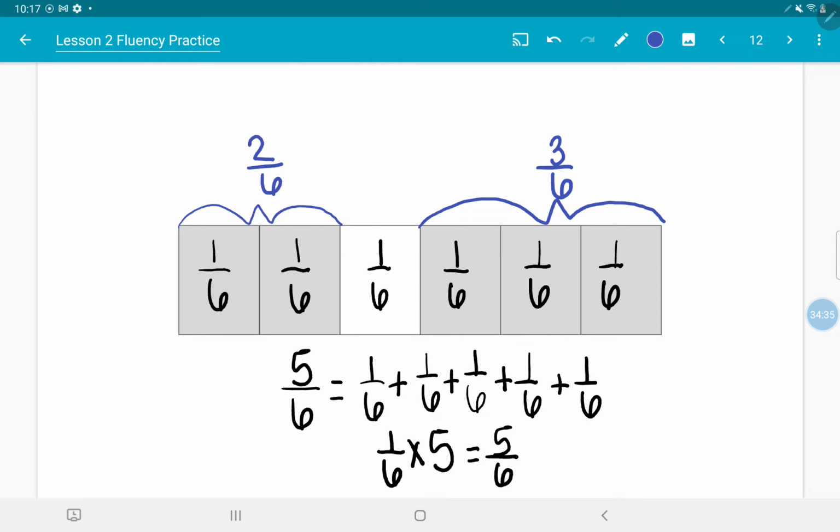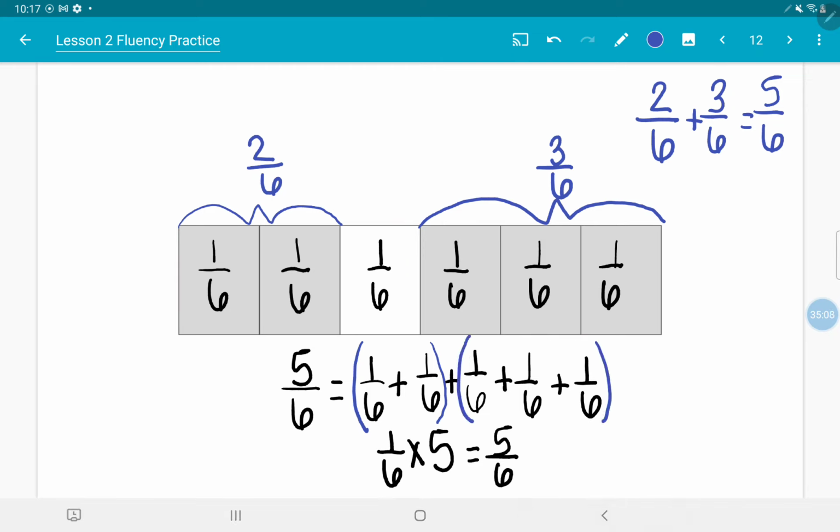So on the left we have 2/6. On the right we have 3/6. Could I write an expression 2/6 plus 3/6 equals 5/6? Yes, absolutely. And if I wanted to show that from my unit fractions, I could group 2 of 1/6 plus 1/6. That makes 2/6. So I could use parentheses to do that, and then use parentheses again to show another group of 3/6. That's just another way you could, if you wanted to, group those together.